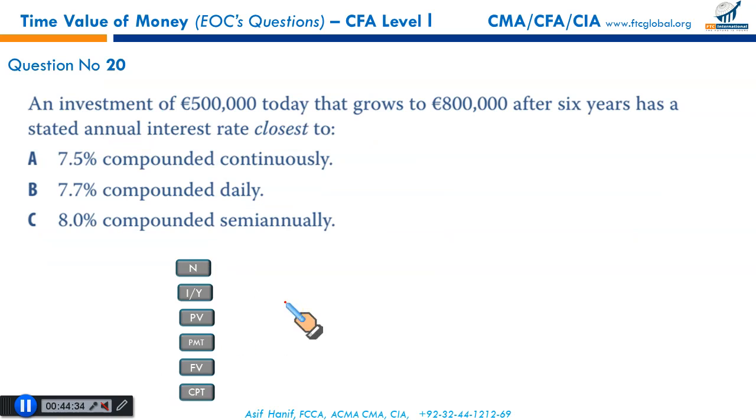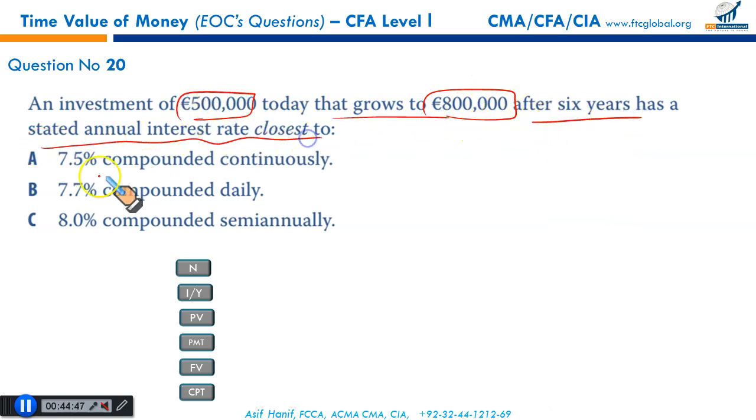Question number 20. An investment of 500,000 euros today that grows to 800,000 euros after 6 years has a stated annual interest rate closest to which? It's not a straightforward question. You can't solve it directly. It's basically a trial and error type question. You will have to put these numbers in one by one in order to get the correct result.